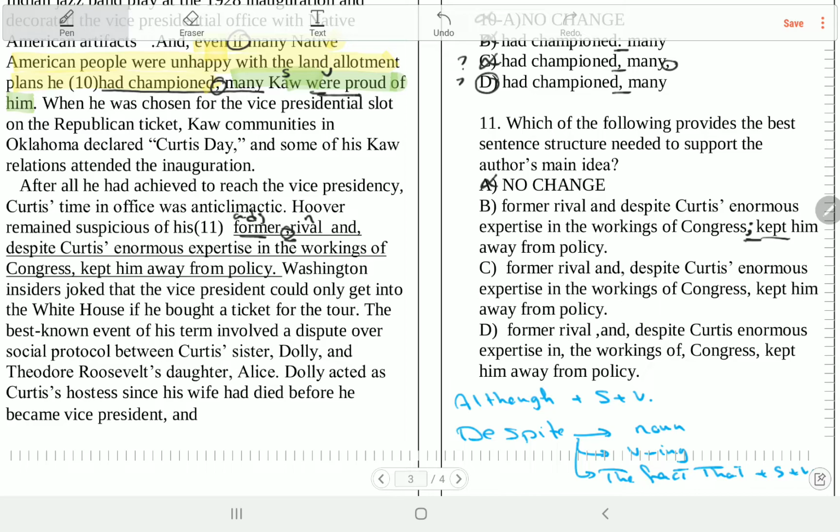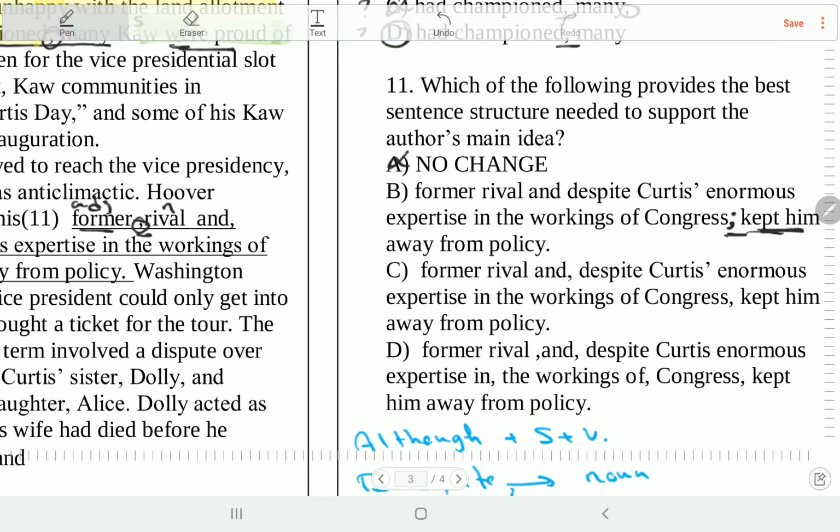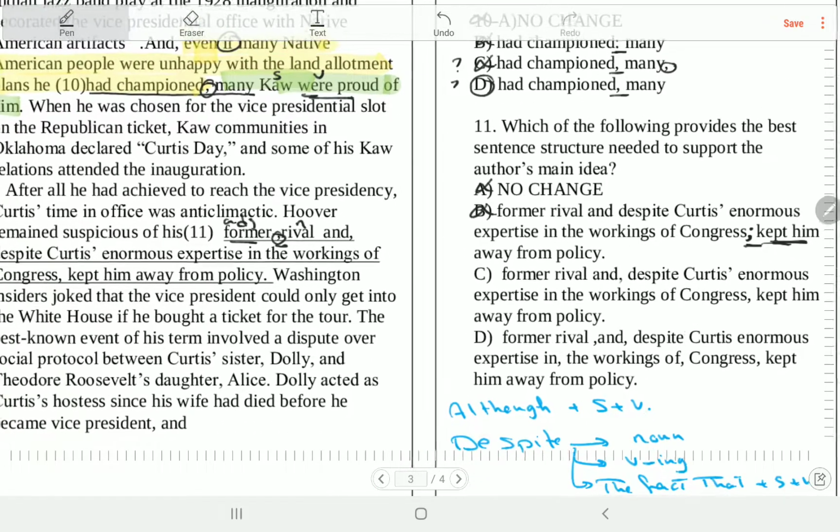Is that a complete idea? Hoover remained suspicious of his former rival and despite Curtis' enormous expertise in the working of Congress, semicolon. And then you start another sentence. Kept him away from policy. Is that a complete idea? Kept him. Is that a sentence? Is that a complete idea? I think it's not a complete idea. So it's not B.